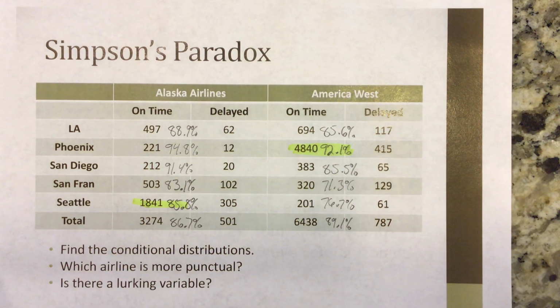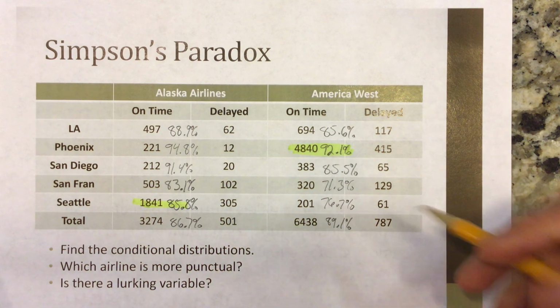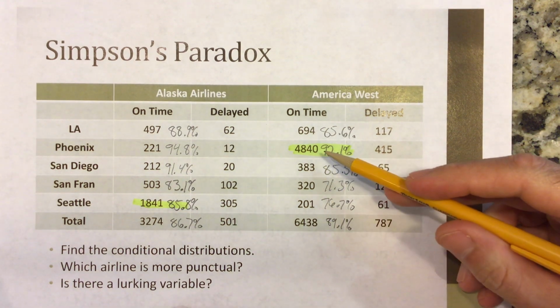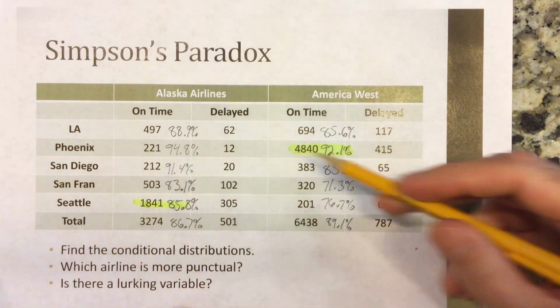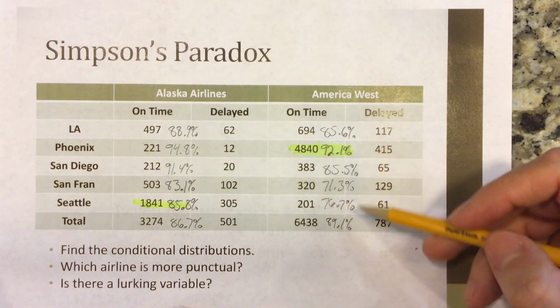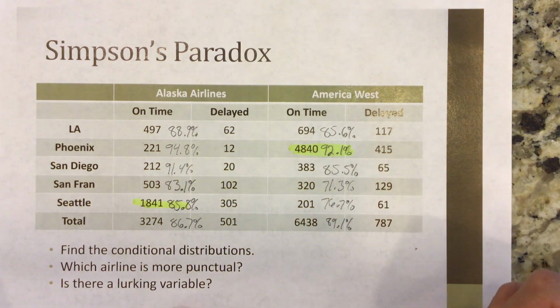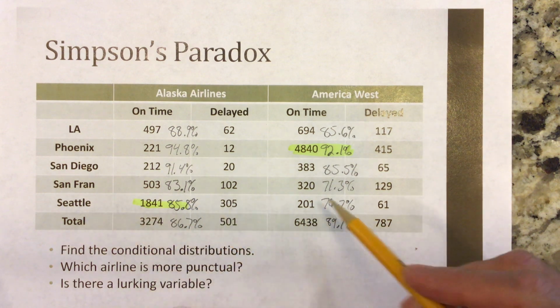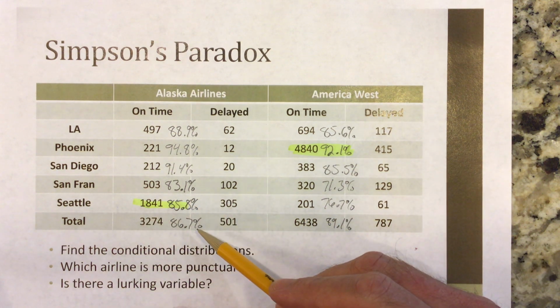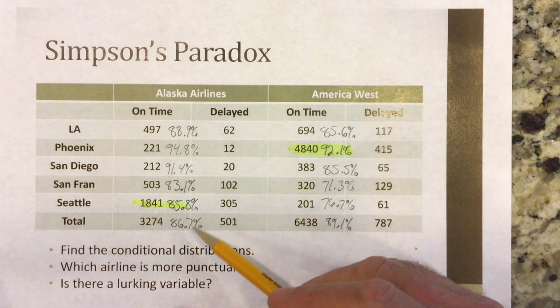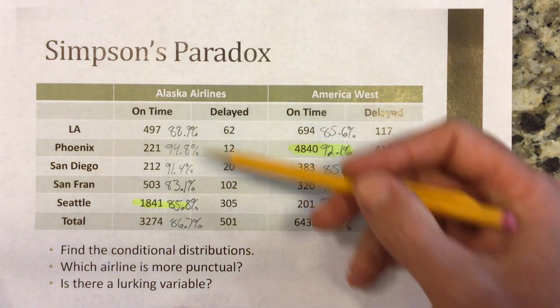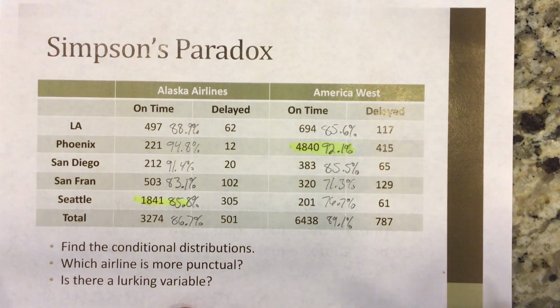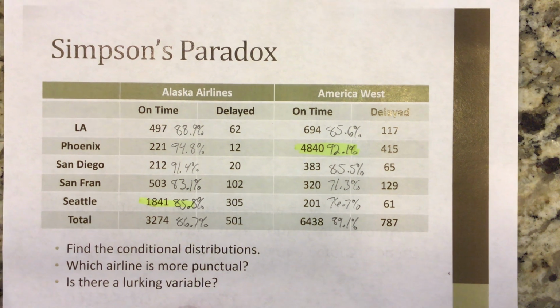It's a question of weighted averages. You can see that the vast majority of America West data is coming from the Phoenix Airport, where they both do quite well, which is pulling the America West average up. The majority of Alaska's data is coming from the Seattle Airport, where they both don't do as well, which pulls the Alaska overall average down. So it's a weighted average thing. So somehow Alaska wins at every single airport, but because the majority of their data is coming from Seattle, they lose the overall race.